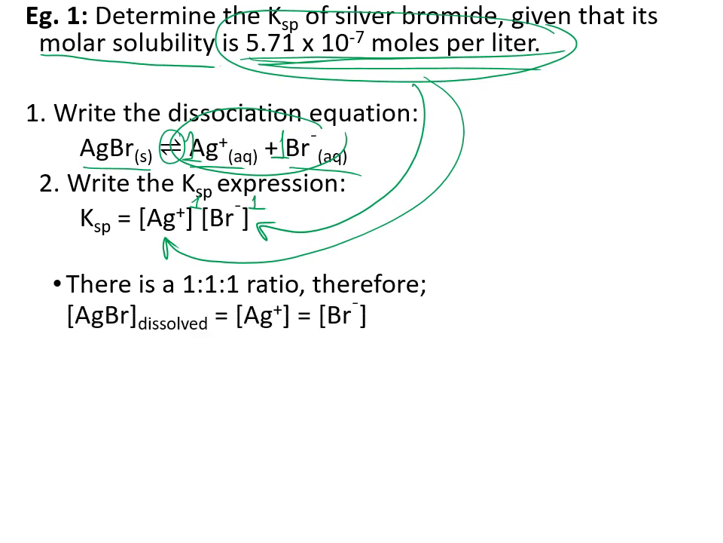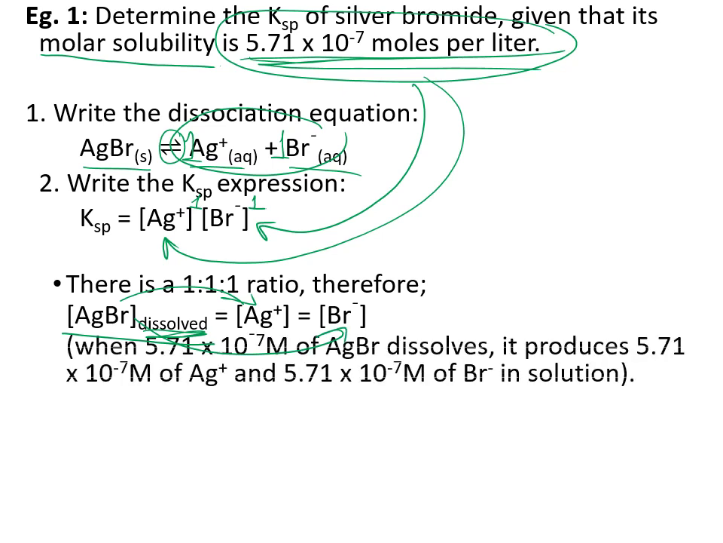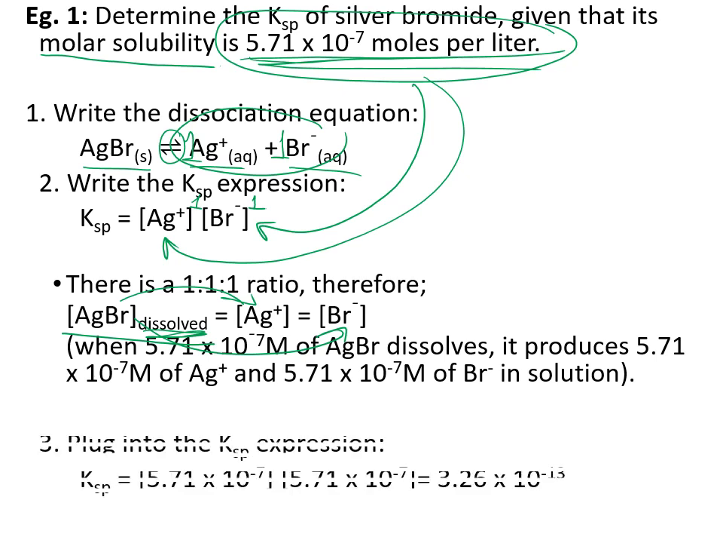So the amount of silver bromide that has dissolved, not its concentration as a solid, but the amount that actually did dissolve to make these silver ions and these bromide ions, is the 5.71 times 10 to the negative 7. So we end up with 5.71 times 10 to the negative 7 moles per liter of silver ions, 5.71 times 10 to the negative 7 moles per liter of bromide ions as well. Plug those into your equilibrium expression. And again, it's a 1:1 ratio. If it wasn't, we'd have to factor that in at this point. And we'd have to factor in these exponents are also 1 and 1. So we have to be aware of that. And we end up with a KSP of 3.26 times 10 to the negative 13.